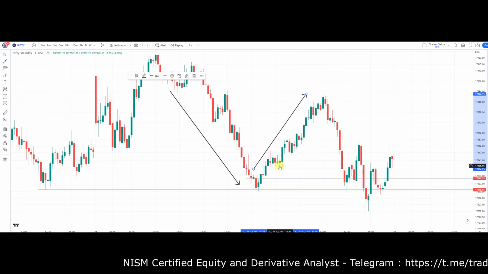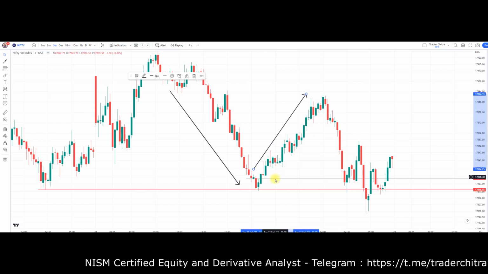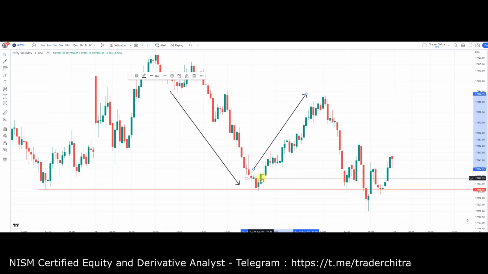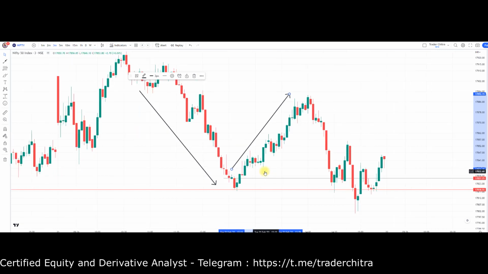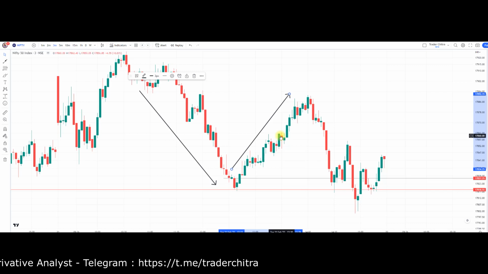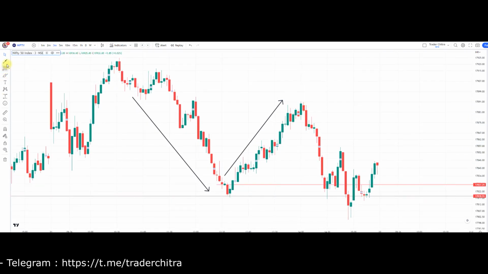And you can trail your profits. Once you enter into the trade, the stop loss will be the low of this green candle. So if you enter here, you will be entering on this particular green candle. You can trail the profits. If you are using any EMA, you can trail your profits with 5 EMA, or you can trail your profits with 20 EMA.